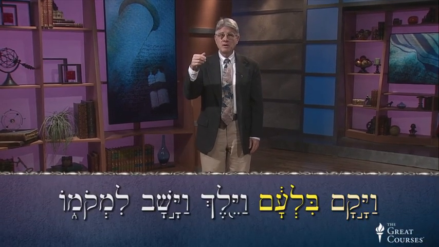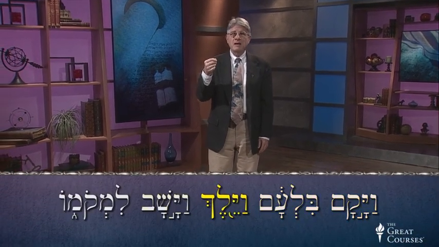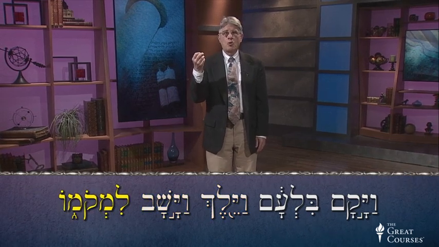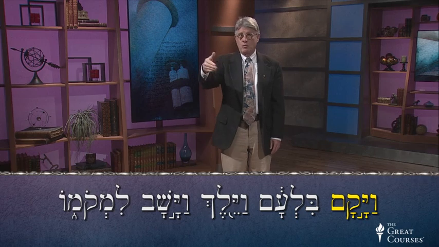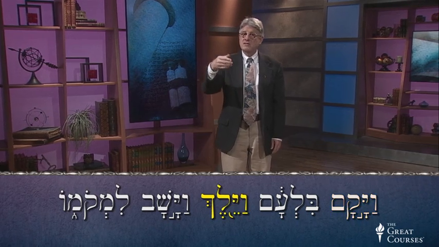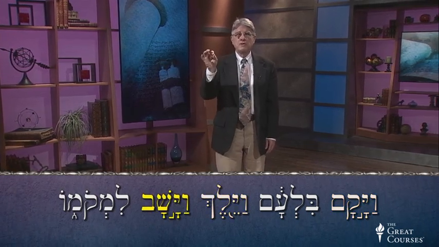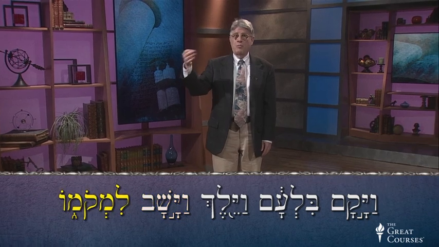Now, one more form of hollow roots that we need to look at, the converted imperfect. We saw a couple of examples of it at the end of the last lecture in Numbers 24-25 about Balaam and Balak. Here it is. Vayakom Bilam, vayelech, vayashov limkomo. Balaam did something, vayakom, and he went, vayelech, and he did something, vayashov, to his place, limkomo.